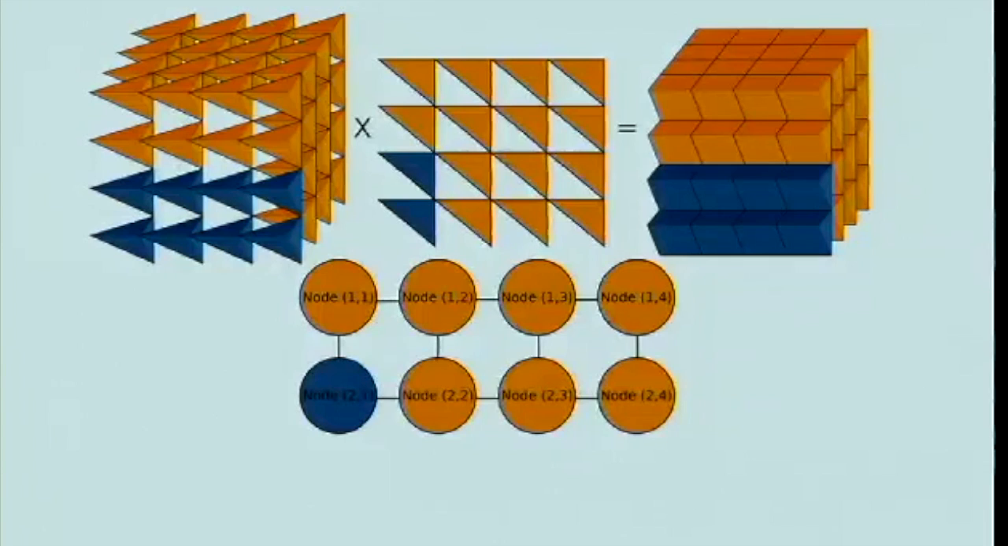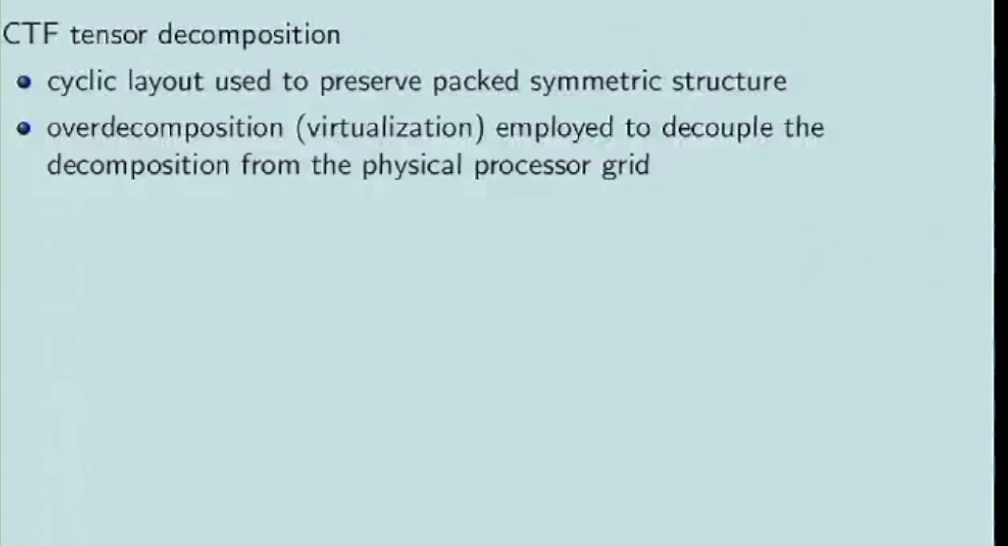We can do so by breaking it up into 64 blocks and assigning all of these 8 blue blocks to this processor. And we do similar layouts for this matrix and this tensor, which are also in various symmetric packed layouts. So we leverage overdecomposition to preserve the structure of the problem, and at the same time to work with an arbitrary number of processors. We do want to have everything be general. Okay, so to talk a little bit more about the details of this decomposition and mapping.